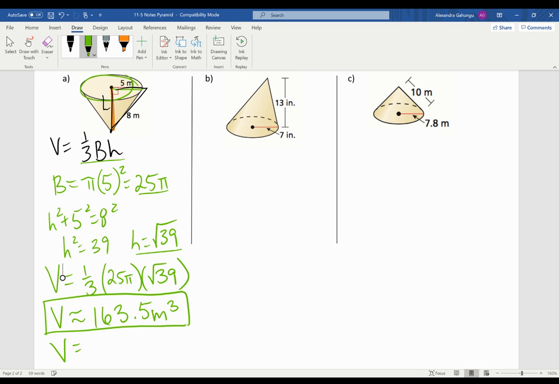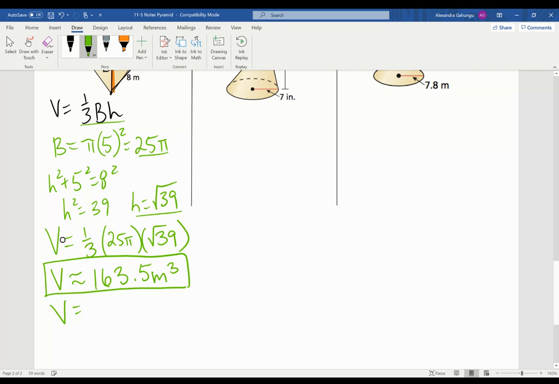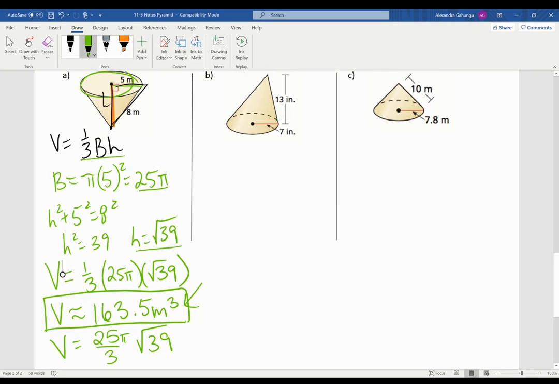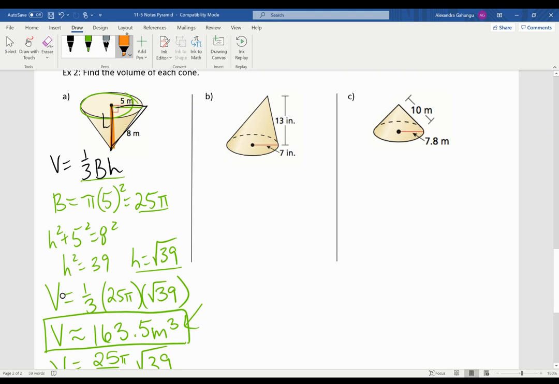If you were to leave that answer in terms of pi, I would leave it like in fractional answers as well. 25 pi over 3, and then rad 39. But again, this is definitely the preferred answer for something like this. So that question, we had to do everything because we also had to find our height. But for this next question, we are lucky enough that we are given the height. So we'll just get right into it.